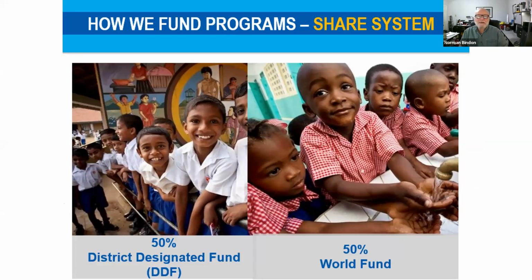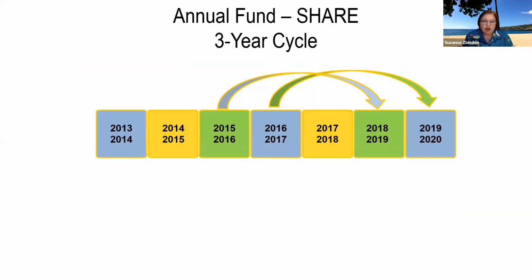Keep going, Suzanne. You can handle this one. Yes. It's your slide. So the share system, that's for the annual fund. So anything that is donated to the annual fund for the share, 50% goes to the district designated funds, and 50% goes to the World Fund, as the slide shows. Okay, go ahead. And then Norm is taking over.